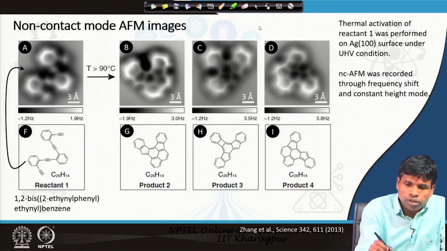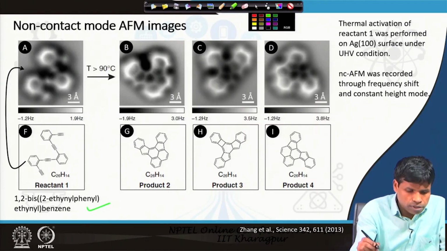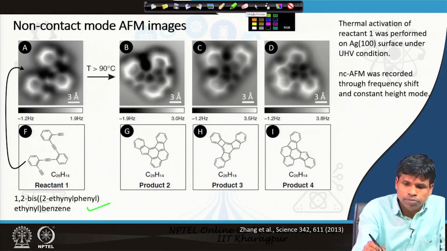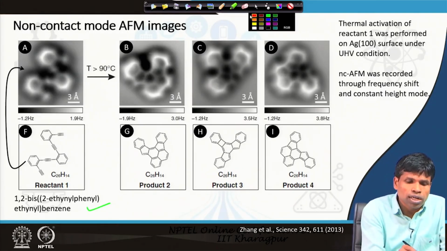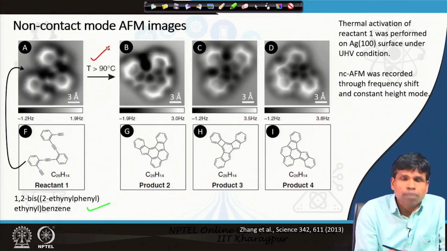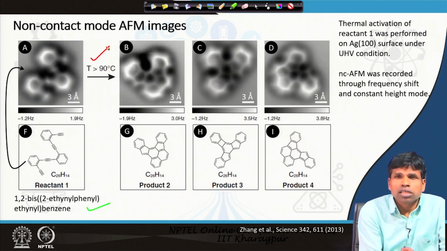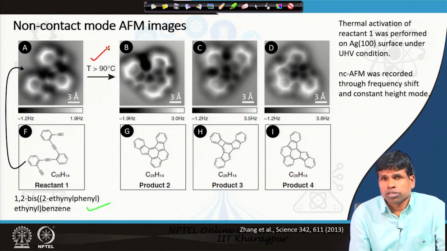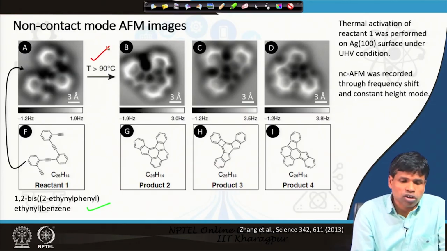In this particular case, an organic molecule is taken, 1,2-bis(ethynylmethylphenyl)benzene. These organic molecules are thermally activated at different temperatures, and it was found that when the temperature is more than 90 degrees, this reactant is converted to 3 different products, and those products can be seen by atomic force microscopy in non-contact mode.